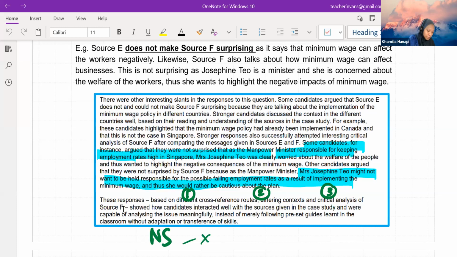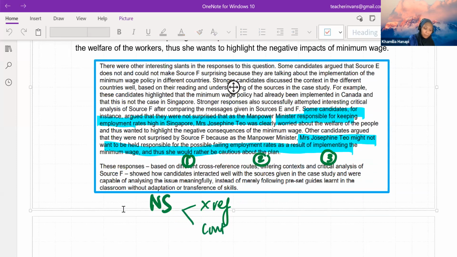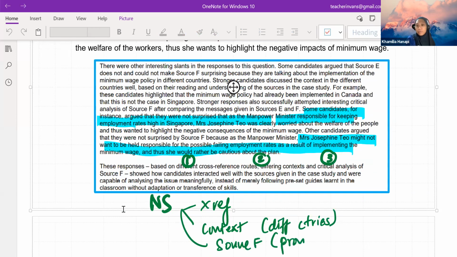That means it is not surprising because of cross-reference. It is not surprising because of context, and when I talk about context, I'm talking about different countries. It is not surprising because of how source F is, and we're talking about the provenance of source F. So can you see that? Can you see that there are many ways? So don't worry if you cannot do everything. And none of it, if you look very carefully, is really about purpose. So look at the source and what is most comfortable, what is most obvious to you, then that will be your not surprising part. Okay?